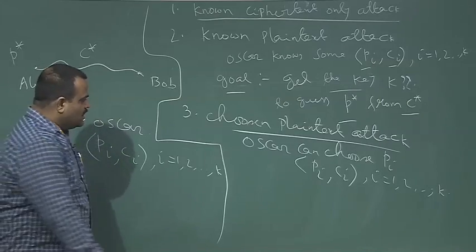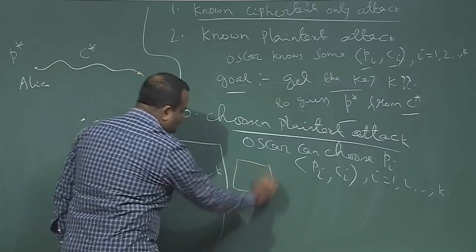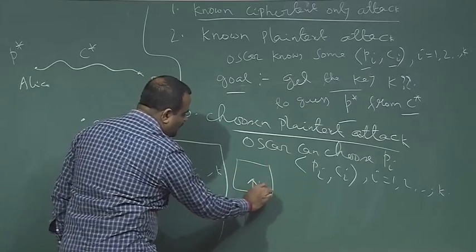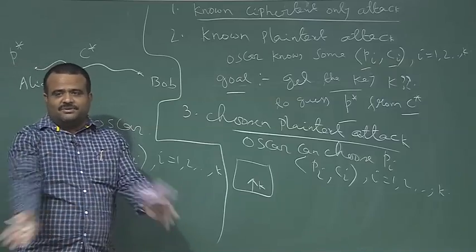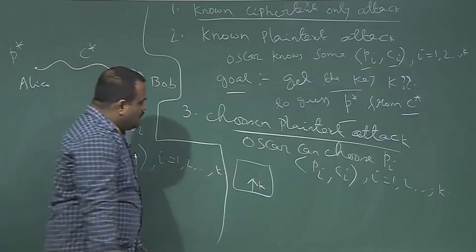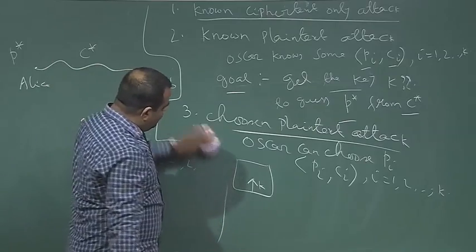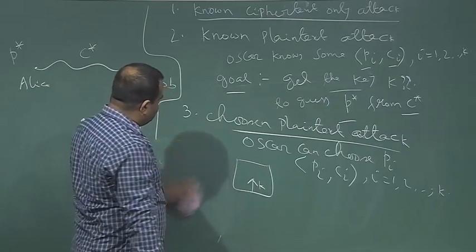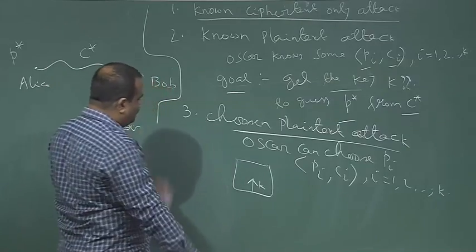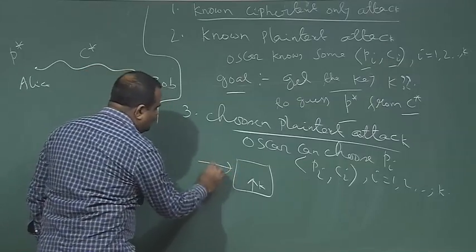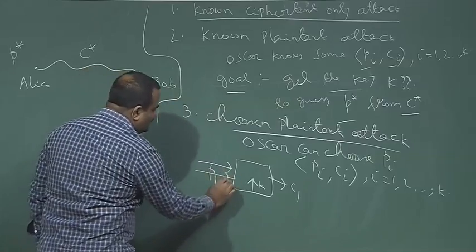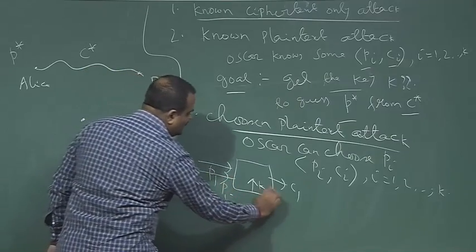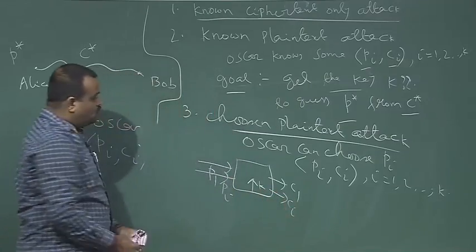This is the encryption algorithm, and we can build the key in. The key is not known to Oscar, because if we gave the key to Oscar, everything is gone. But without knowing the key, we give Oscar temporary access to the encryption machinery, so that he can give a plaintext and get the corresponding ciphertext, then another plaintext and get the corresponding ciphertext.